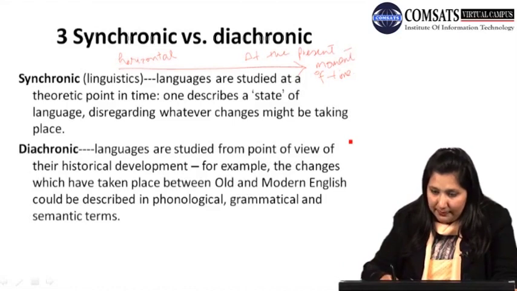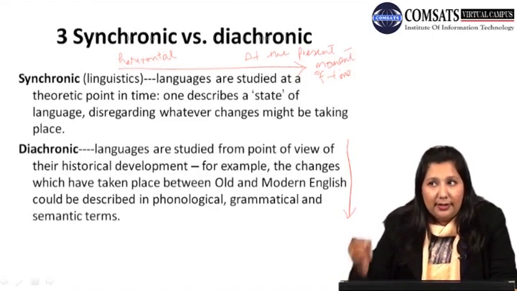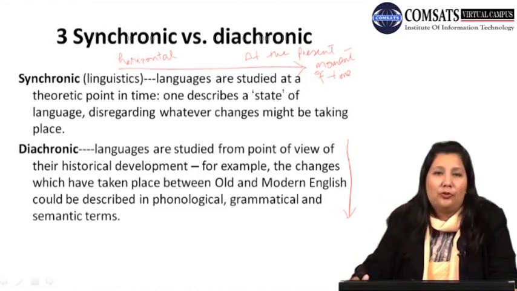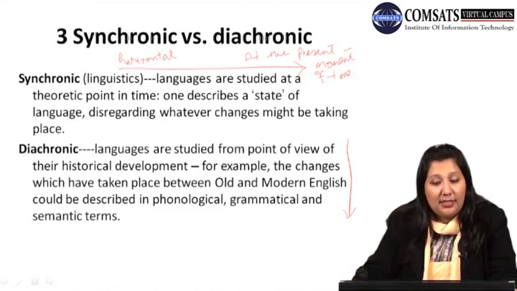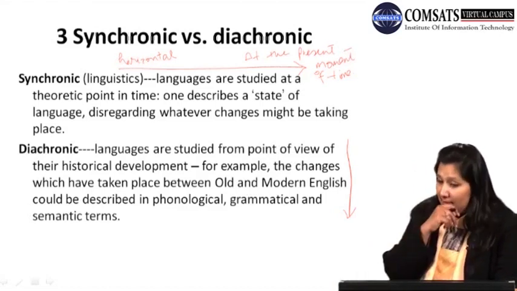The next is diachronic. Diachronic deals with the historical evolution, with the historical development of things. Languages are studied from the point of view of historical development. For example, the changes that have taken place between old and modern English could be described in phonological, grammatical and semantic terms.